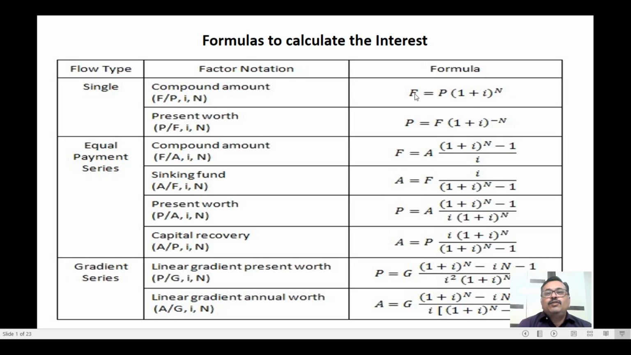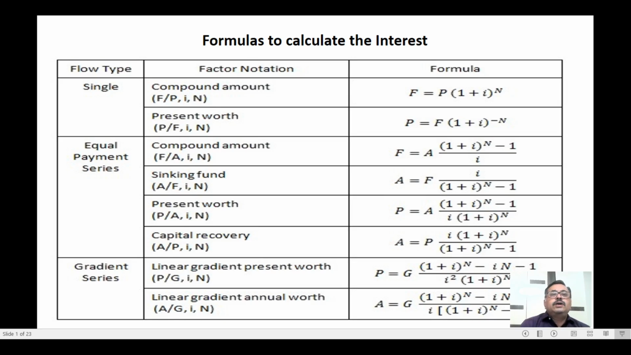The formula used for it, which we have already seen, is that the future amount F is equal to the principal amount, that is the present amount P, into (1 plus I) to the power of N. Whether it is a capital N or small n, I will say only n here. The n always represents the time period which you have.